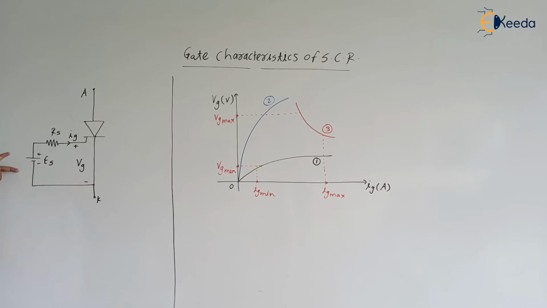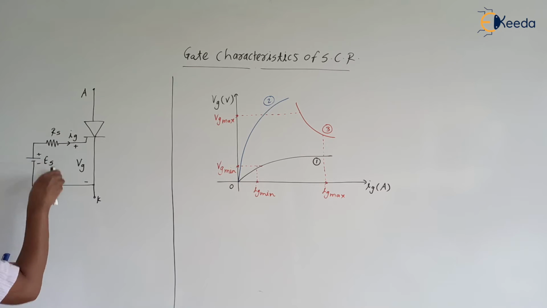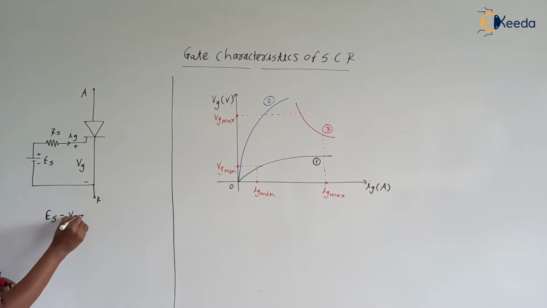So here it is the circuit diagram. Here we have connected ES, the external voltage, which is connected between gate and cathode terminal. RES is the external resistance, which is connected between gate and cathode terminal. Be careful, ES is not equal to Vg. Yes, we can apply the KVL and we can write ES is equal to Vg plus Ig into RES. Are you getting the point?